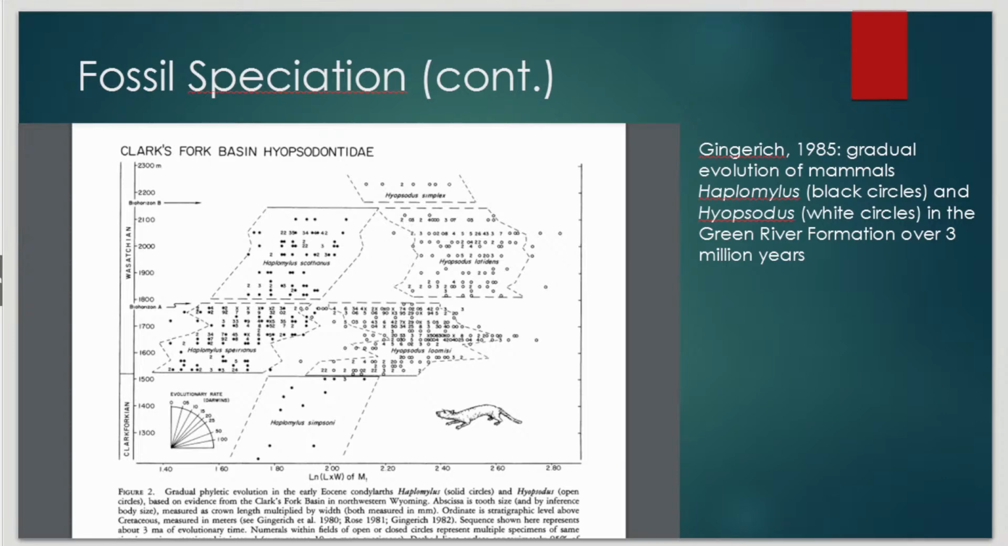Right. In the last episode, we talked about the selectionist versus neutralist debate, which was not supposed to be a debate at all. It was just people misunderstanding how neutral theory works. It was supposed to be yes and, not either or. Yes, exactly. So those little dots, you got Hyopsodus and Haplomylus, and you can see how there is this very gradual morphological change as you go up through the geologic column. This is the Green River Formation over the course of 3 million years. So again, really, really cool.